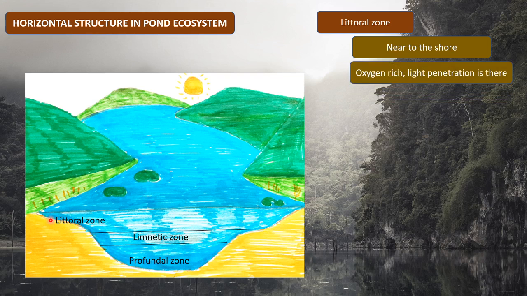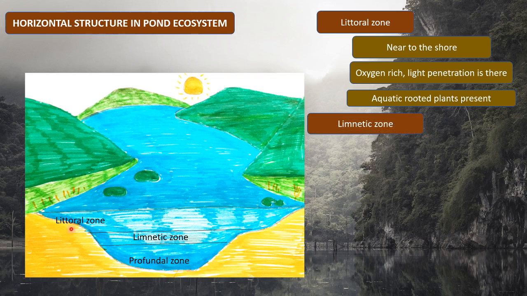There is a good amount of oxygen present. There is light penetration also in a good amount. As the sun rays fall, the light penetration here is very good, and therefore we can observe the growth of good aquatic plants over here, because as oxygen is present and light penetration is there, the plants can grow in this zone.